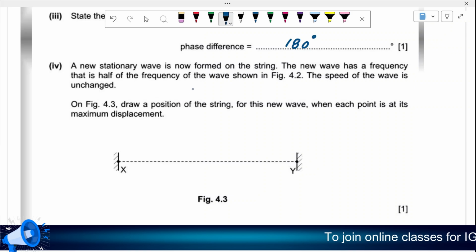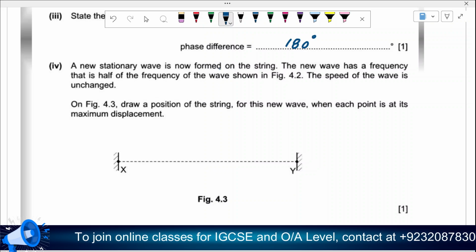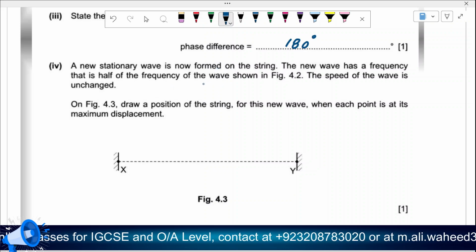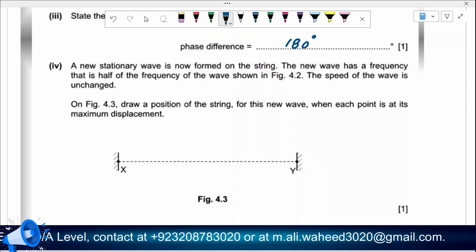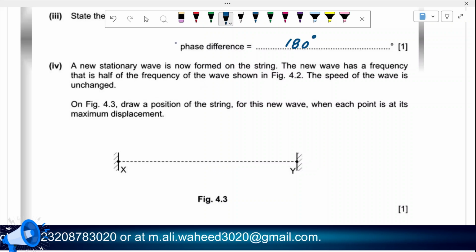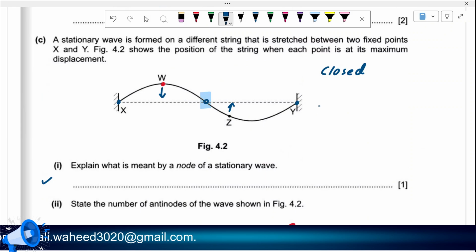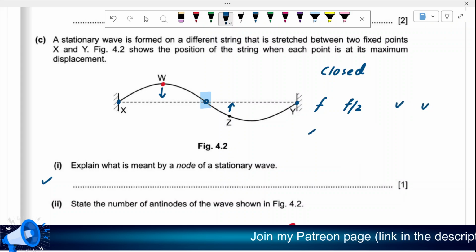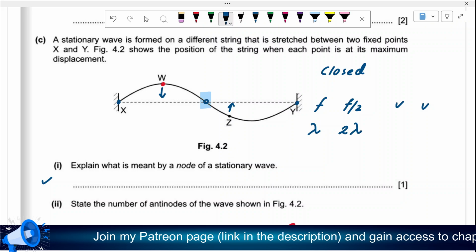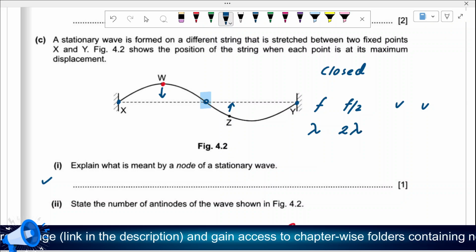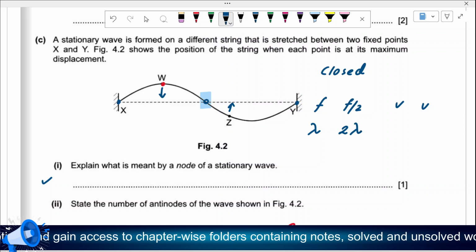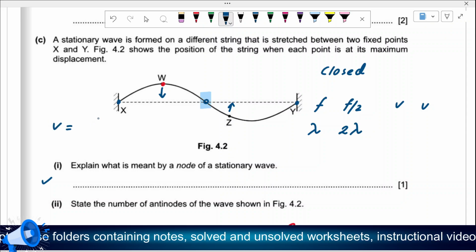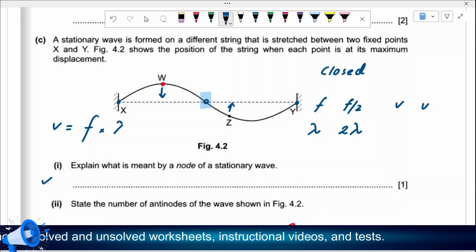Now a new stationary wave is formed on the string. The wave has a frequency that is half of the original. So frequency is half of the original, the speed remains unchanged, and we need to draw the new wave. Frequency is reduced to half, speed is the same, then the wavelength has to be doubled. Otherwise, your speed cannot be the same. If one thing is being reduced to half, the other thing must be doubled to keep the speed constant, because the formula is v equals f lambda.